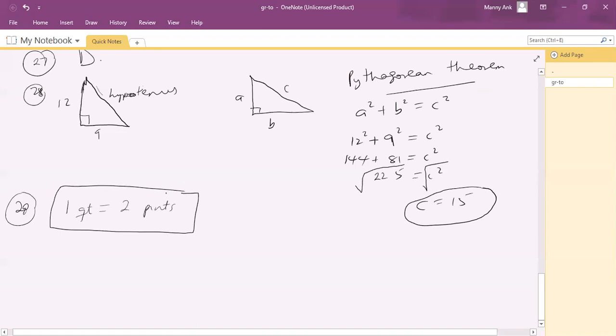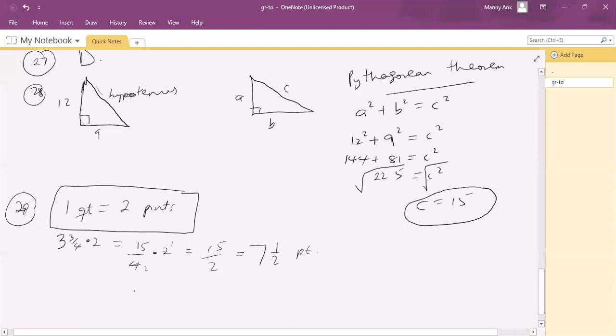So if you have 3 3/4 quarts of blood, we have to change to pints since the other units are in pints. So I have to multiply 3 3/4 times 2. I have to change this to an improper fraction. 4 times 3 is 12 plus 3, that's 15 over 4 times 2. I can reduce to the lowest terms, so that's 15 over 2 pints of blood. That's the same as 7 and a half pints of blood.